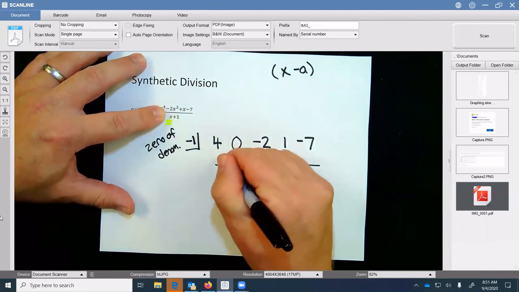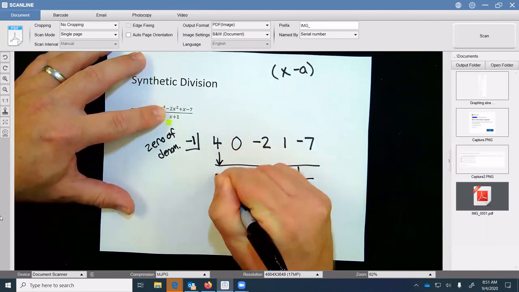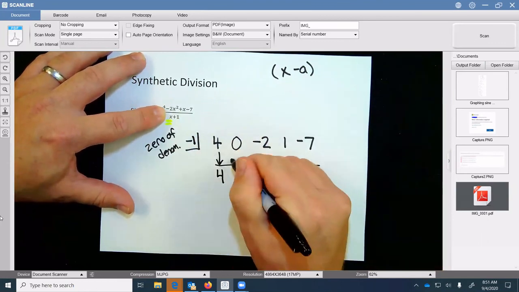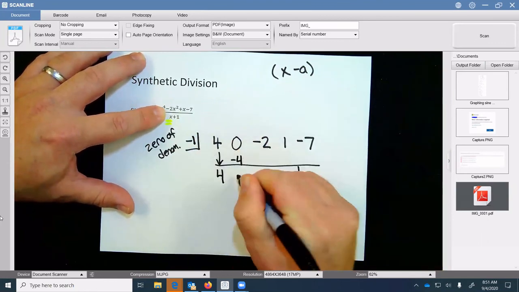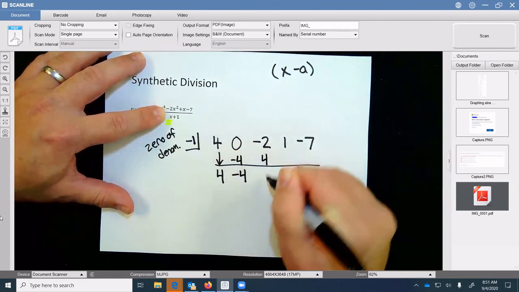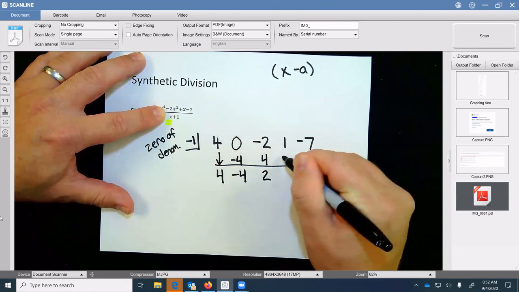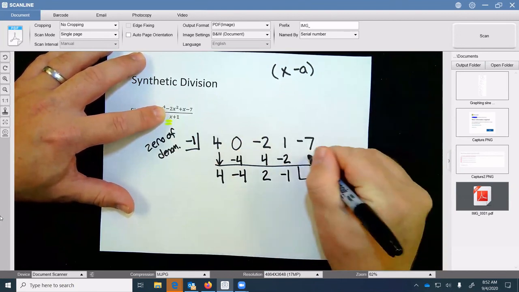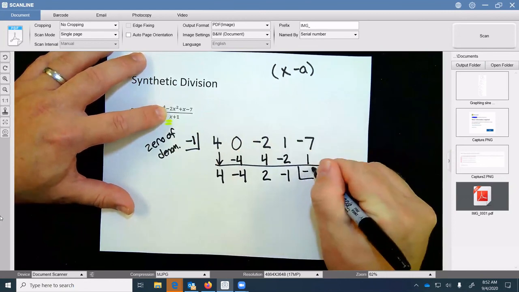Now, bring the first one down. Multiply. Add. Multiply. Add. Multiply. Add. Multiply. Add.